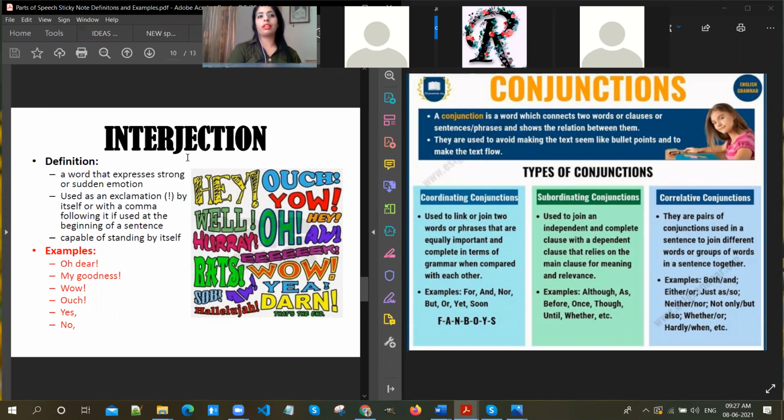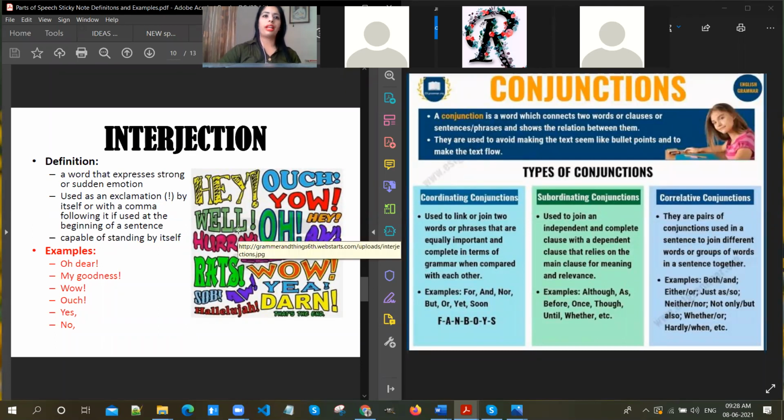Such sudden emotion you will never show in essays. So these interjections can only be used in the speaking cue cards or questions, right? So what is the definition? A word that expresses strong or a sudden emotion, used as an exclamation by itself or with a comma following it if used at the beginning of the sentence, capable of standing by itself, right? So these are known as interjections.